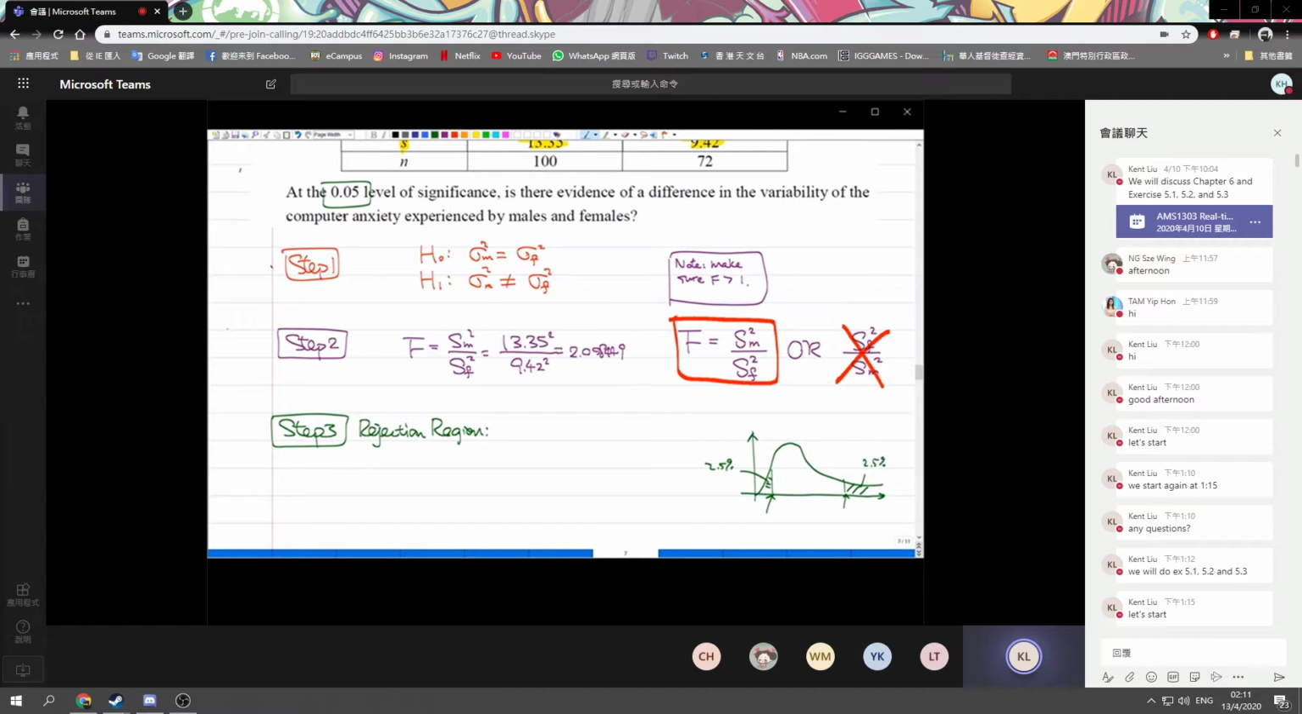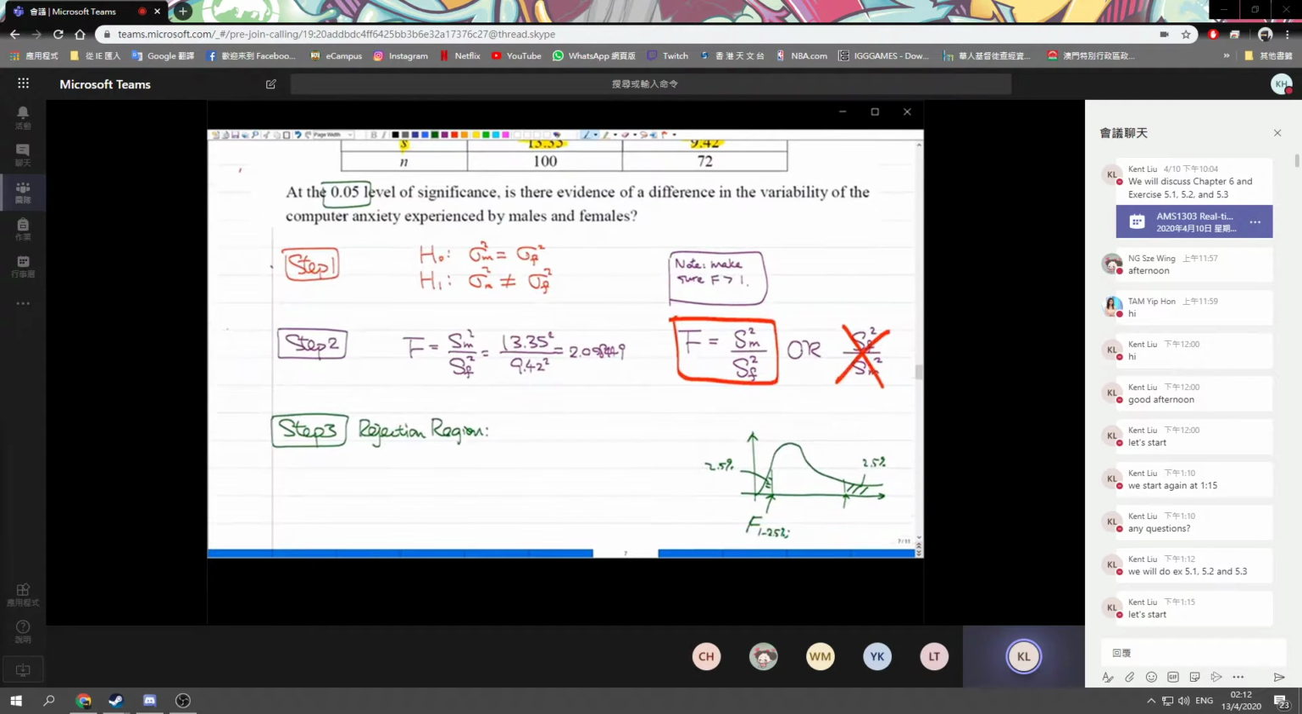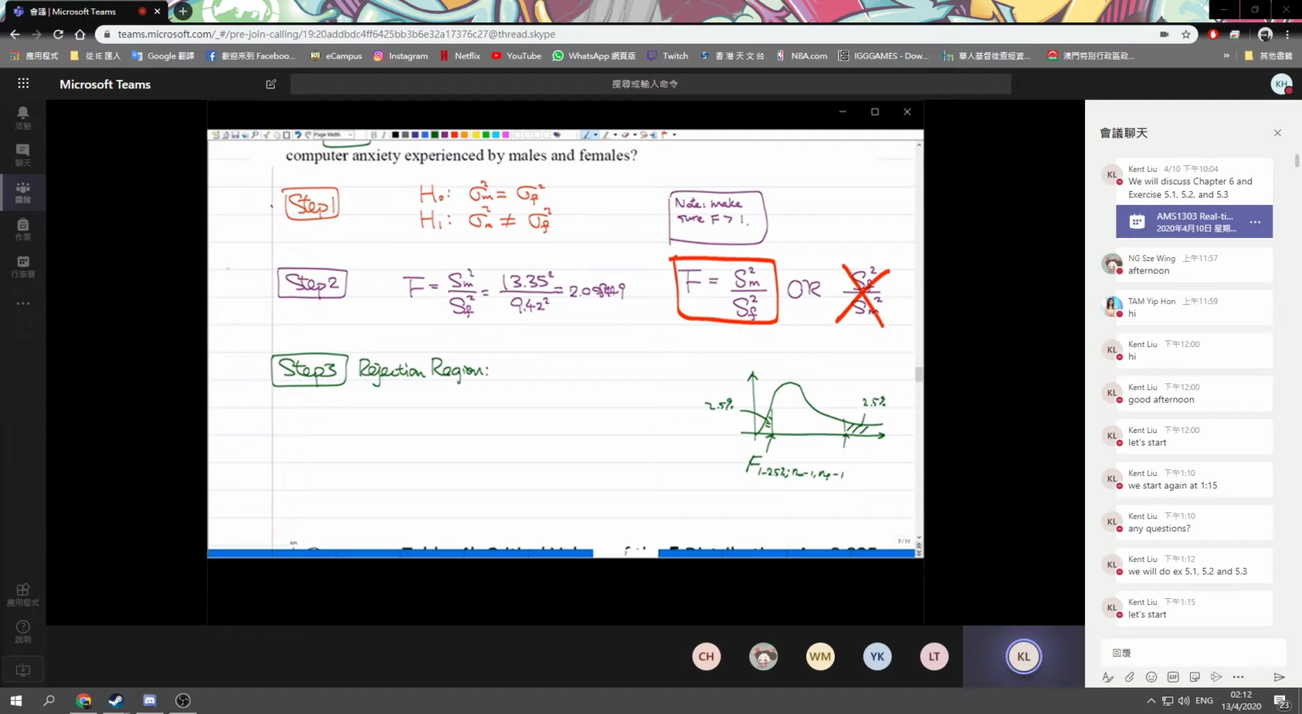It is quite similar to the chi-square statistic. This is F, and then we will specify the right tail area, which is 1 minus 2.5%. And next, you need to look at 2 degrees of freedom. One is n_m minus 1, and another is n_f minus 1. And you have to be careful which one you should start with.